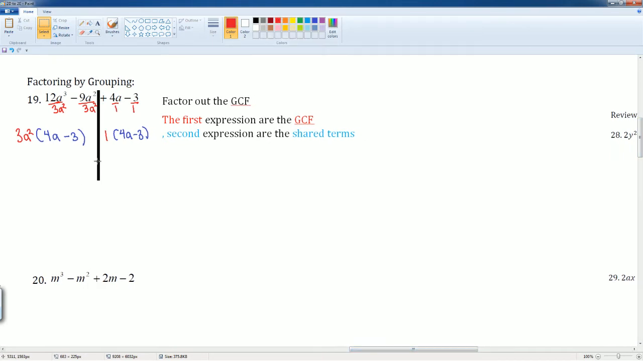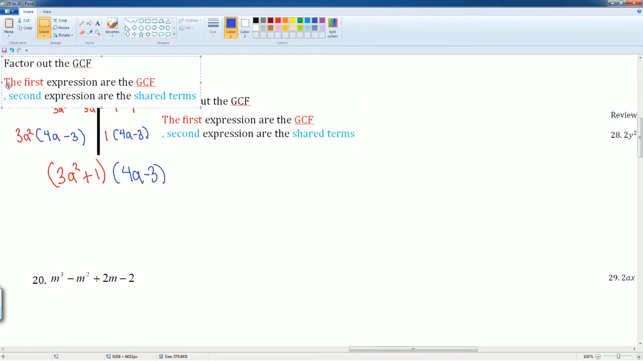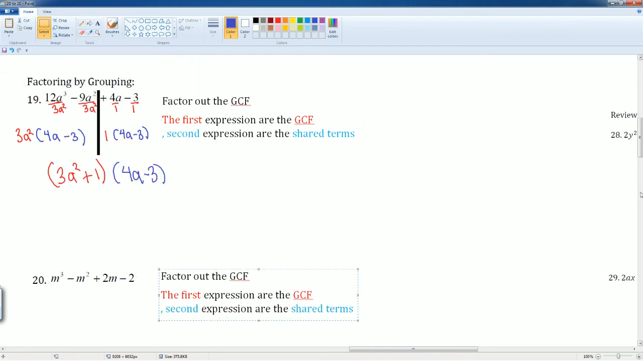So the reds were your GCFs, and we can write that, which is 3a squared plus 1. And then your second one is 4a minus 3. Your second term is your shared term. There you go. Next, the same process. So let me bring that down to help us.